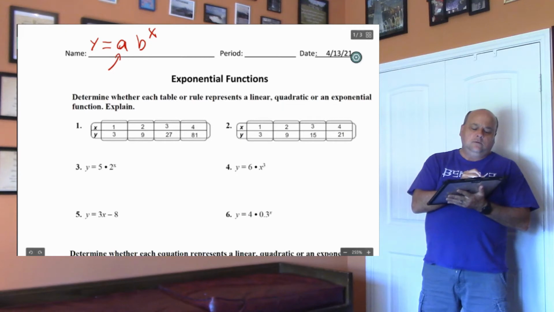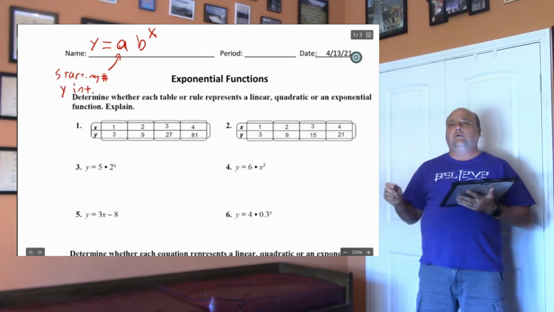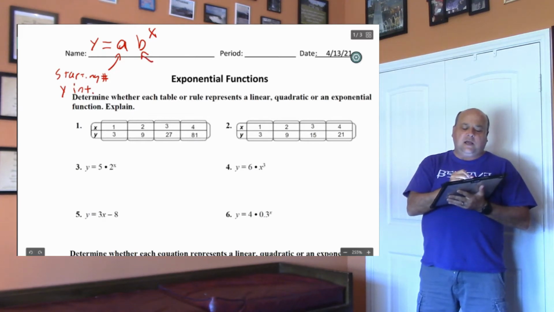The a was the starting number, right? Or the y-intercept. This is where the graph starts off at, right? Your starting amount or your initial amount. The b is the common product.